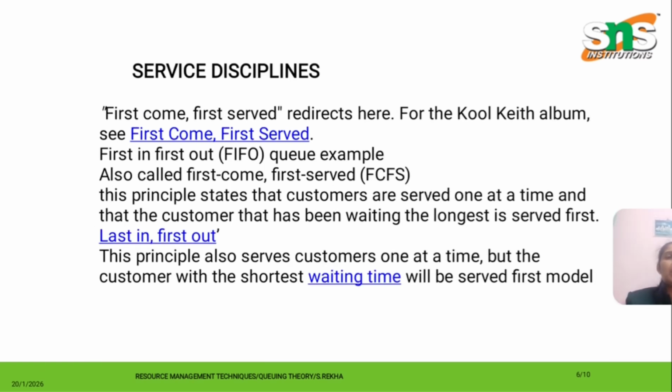Service discipline is nothing but first come first serve, and last in first out. First come first serve means the customer who comes first is served first, and last in first out means the last customer is served first. This can be explained using queuing theory. And next is the waiting line: the customer is served one at a time, but the customer with the shortest waiting time is served first in one model.